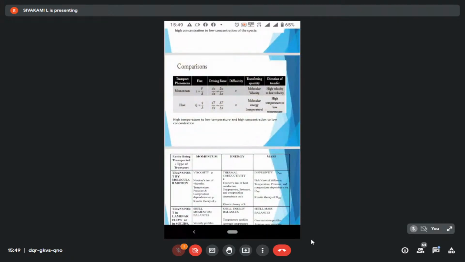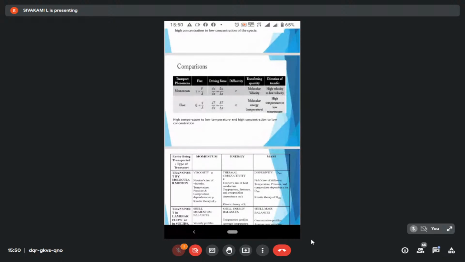The transport phenomena under the equation: momentum, the flux and the driving force and diffusivity, the molecular velocity, high to low. For the heat equation, it is high temperature to lower temperature, and for the third one, the mass diffusion equation, higher concentration to lower concentration. So these comparison charts are based on the molecular velocity, molecular energy and molecular concentration about the corresponding Navier-Stokes equations.